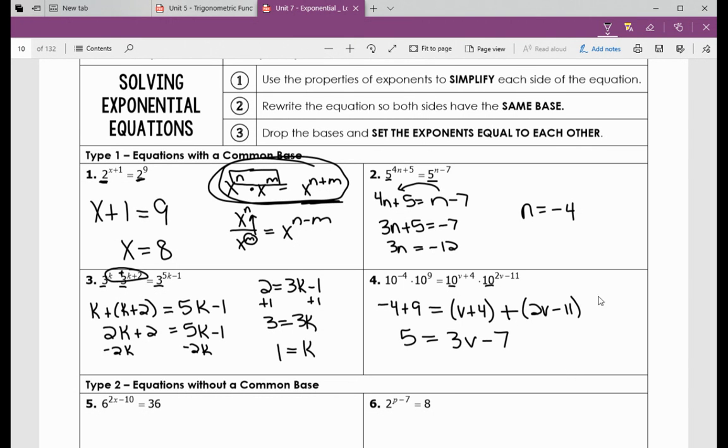I'm adding like terms over here, so combine like terms. V plus 2v is 3v. 4 plus negative 11 is negative 7. I'm going to add 7 to both sides. That gives me 12 equals 3v. Divide both sides by 3, and v will equal 4. Any questions about the first 4 or using the exponent property to add those exponents?